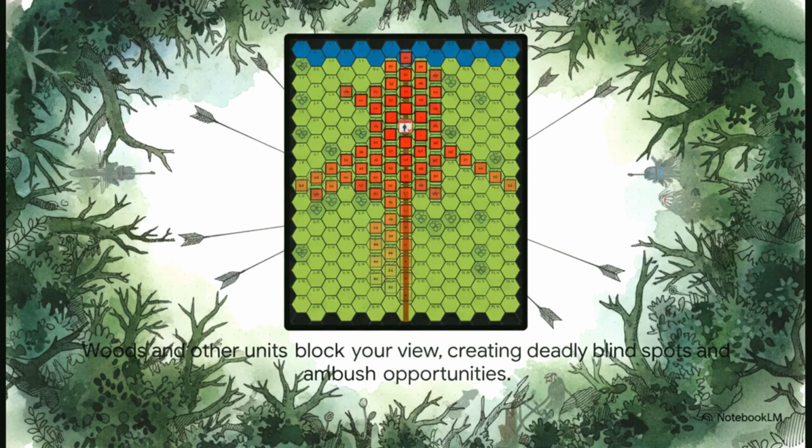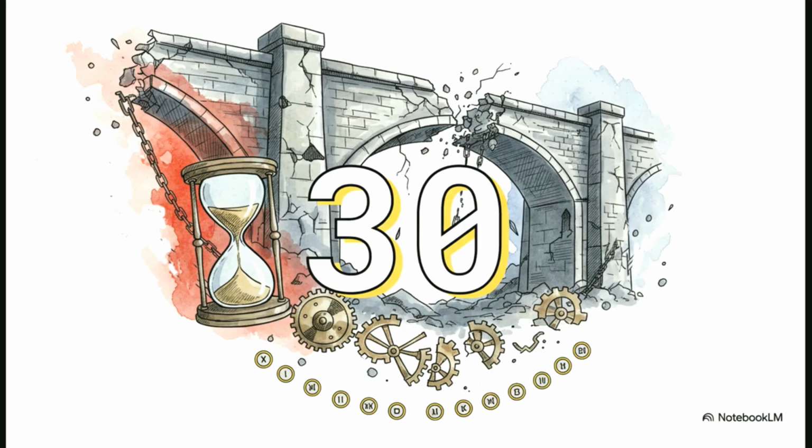But, to prove it works, you have to look at the mechanics of the actual game they analyzed. Because theory is one thing, but dice are another. Exactly. You can have all the physics theories you want, but if the dice don't agree, well, you lose. Fair enough. So let's look at Take That Bridge.